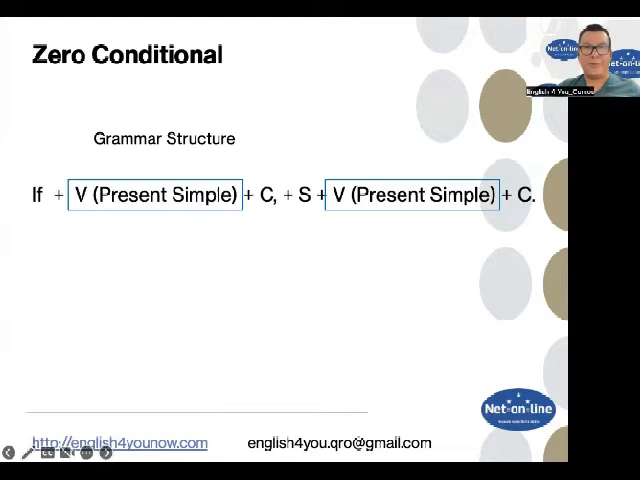Algo que tienen que poner mucha atención aquí es que en este condicional cero, tanto el verbo de la oración condicional como el verbo del resultado, ambos verbos tienen que estar en presente simple. Both of them. Let me give you some examples.